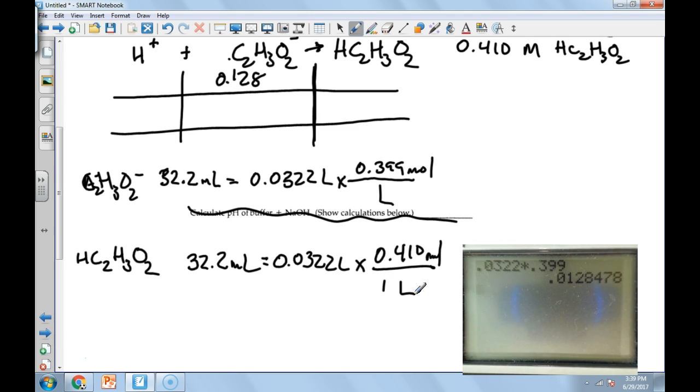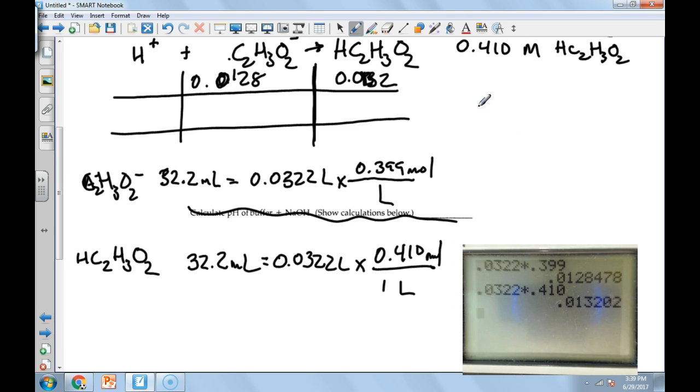Okay, so now we're going to do the same sort of math: 0.0322 liters times 0.410 moles per liter. And so now we started with 0.0, helps if I write this number correctly. You guys out in the audience are probably like, you miswrote that number! Okay, but I caught myself. That number there I rewrote. And so let's see, 0.0132.